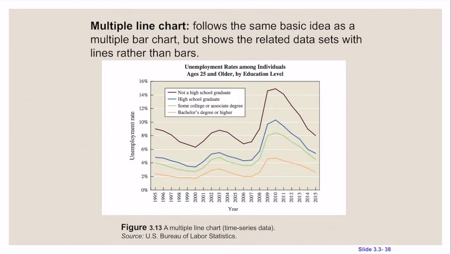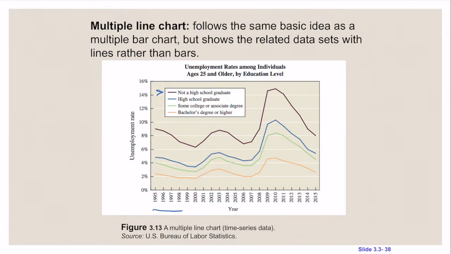A multiple line chart follows the same basic idea as a multiple bar chart, but it shows the data sets with related lines rather than bars. So here we have unemployment rates among individuals ages 25 and older by education level. What can be misleading is that you've got to look really closely at the key, so it does take a little more time to see.